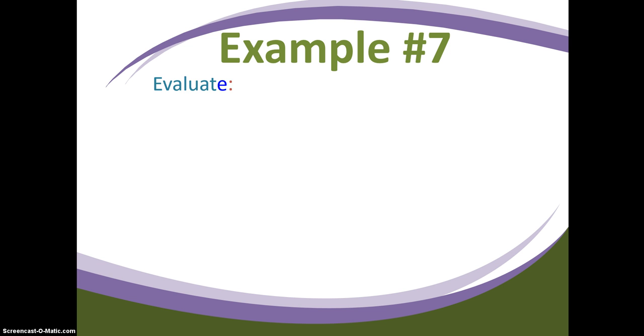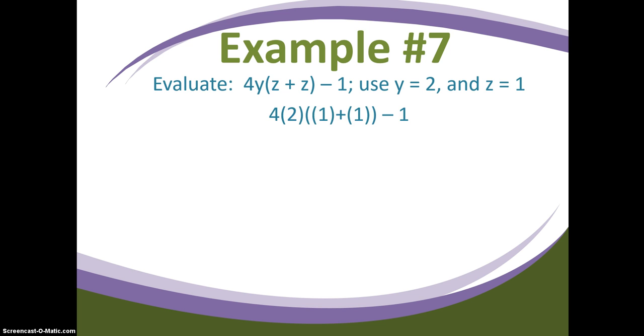Here's another example. So here, y is 2 and z is 1. So we're going to replace all of our y's with parentheses 2 and replace all of our z's with parentheses 1. We look inside the parentheses and we see there's addition. So 1 plus 1 is 2. Then we're going to do multiplication before we do that subtraction, and we're going to do it left to right. So 4 times 2 is 8, times 2 again, we're going to do multiplication again, is 16, minus 1 is 15.